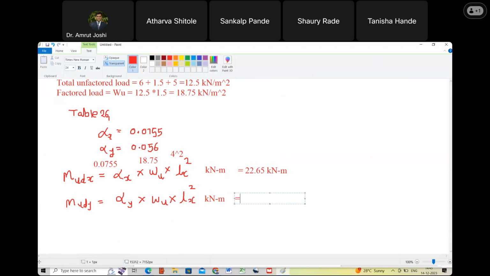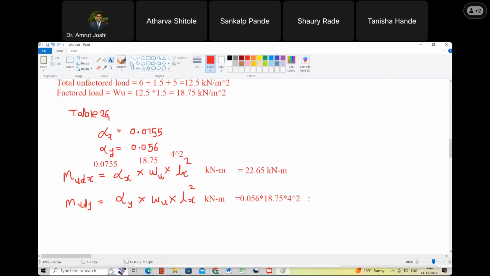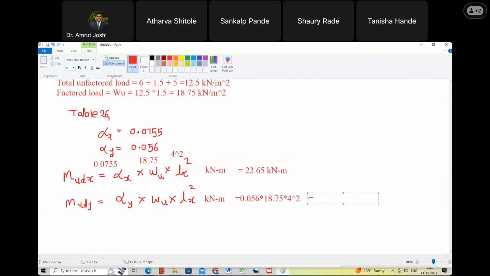And what is MUY? For that, what do we have to do? Alpha y. How much is alpha y? 0.056 multiplied by Wu, that is 18.75, multiplied by Lx square. How much is Lx square? Here also we have to use Lx square only, so that is 4 square. So can you tell me how much is this? It is 16.8 kilonewton meter.